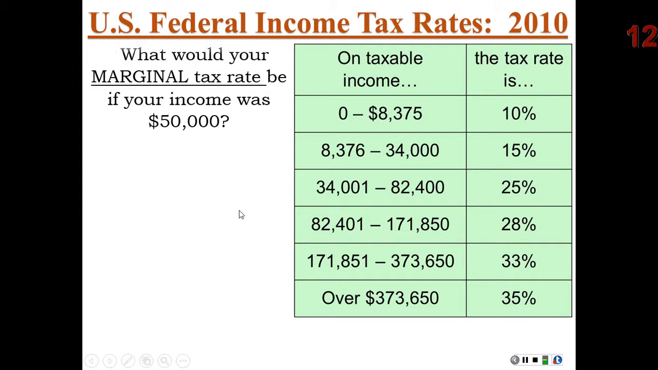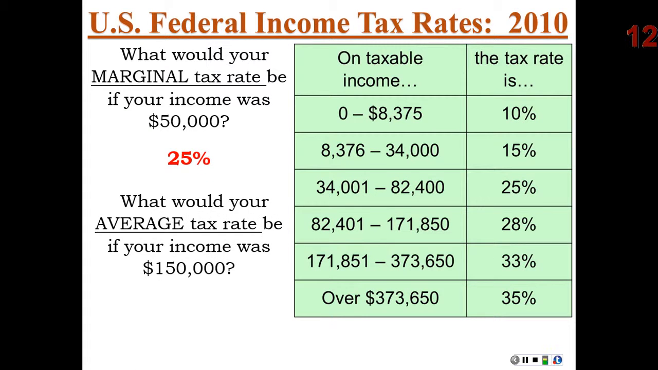Okay? So again, what would be your marginal tax rate if your income was $50,000? Well, you would find the bucket that you're in. $50,000 falls not in that bucket, but actually in this bucket. So if you earned an extra dollar, currently earning $50,000, that extra dollar would be taxed at a marginal rate of 25%.